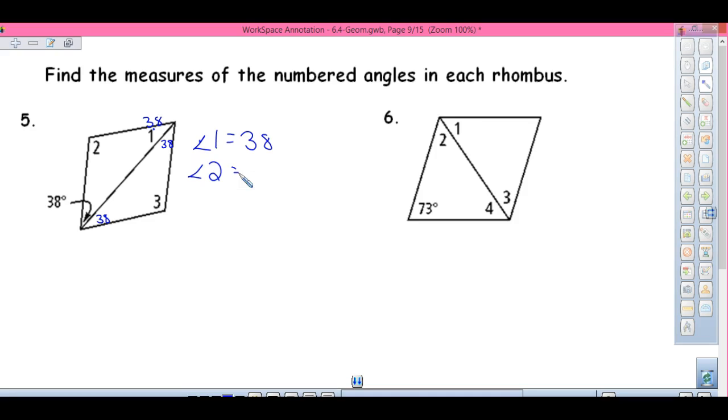Subtract it from? Yep. What do I get? How do you know that? Because it's a triangle. You will see many, many triangles within your parallelograms, and you've always got to remember that the angles add up to 180. 104? Okay, and if angle 2 is 104, what is angle 3? Why? Opposite angles. Opposite angles are congruent, yep.